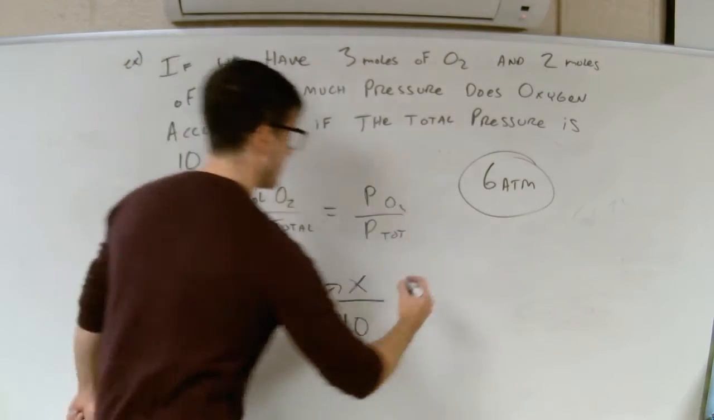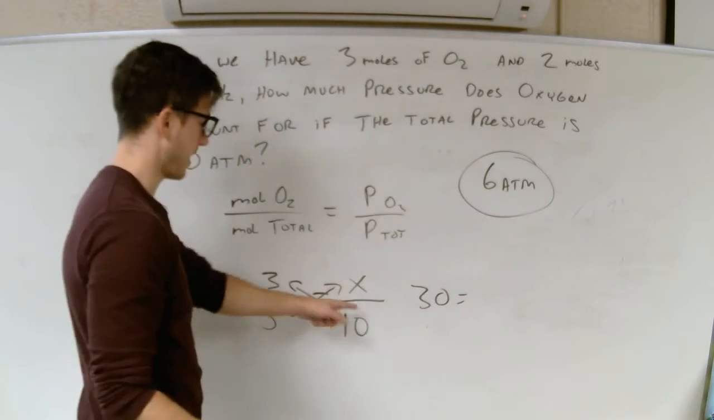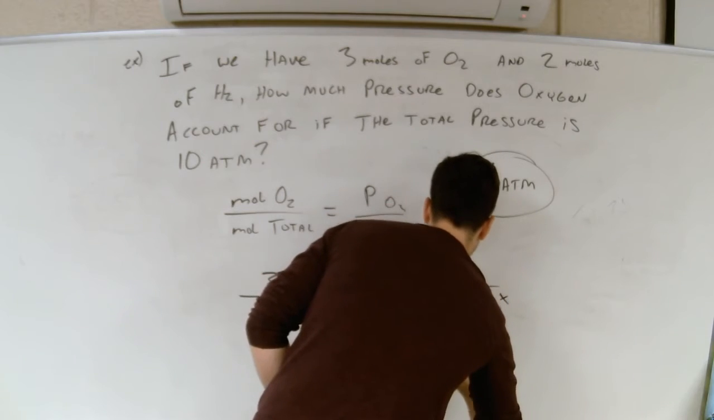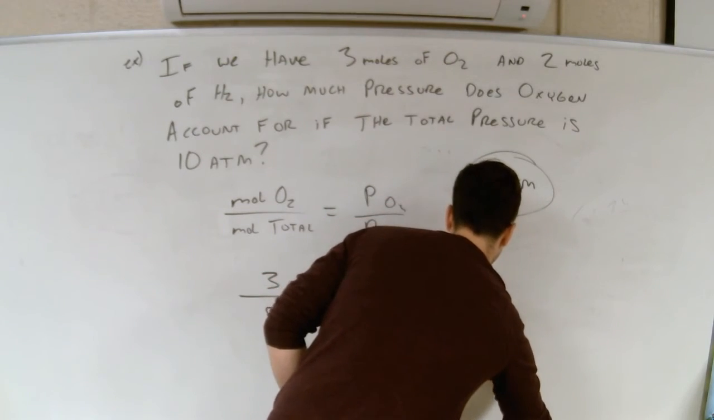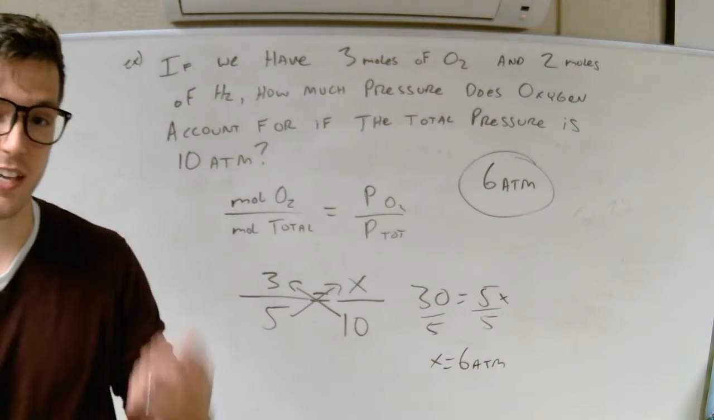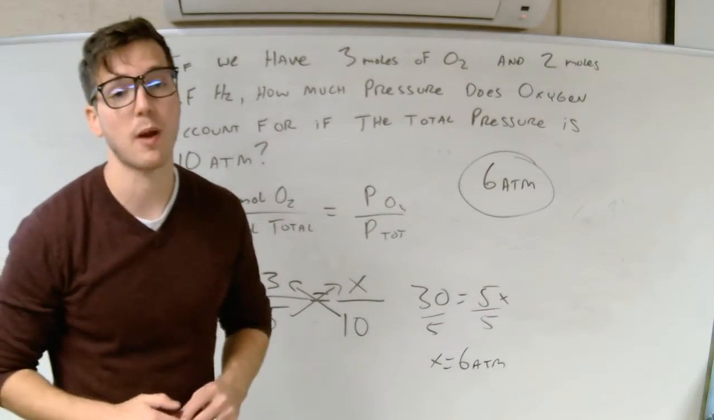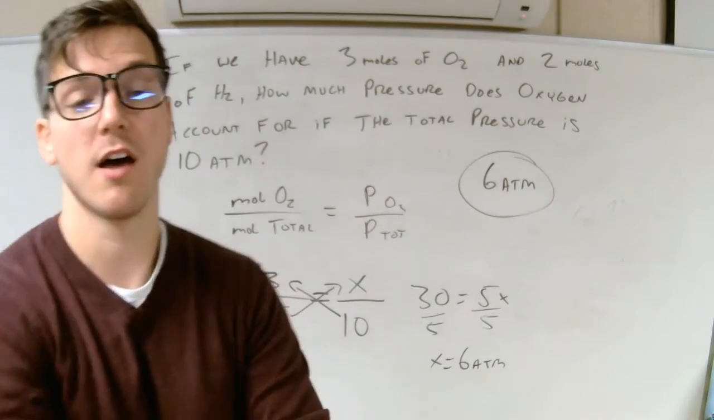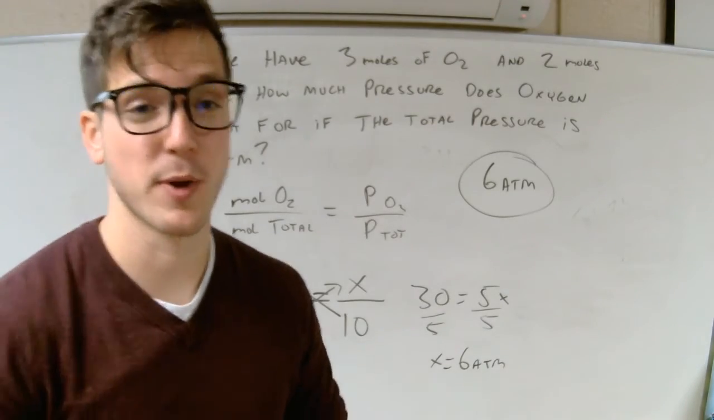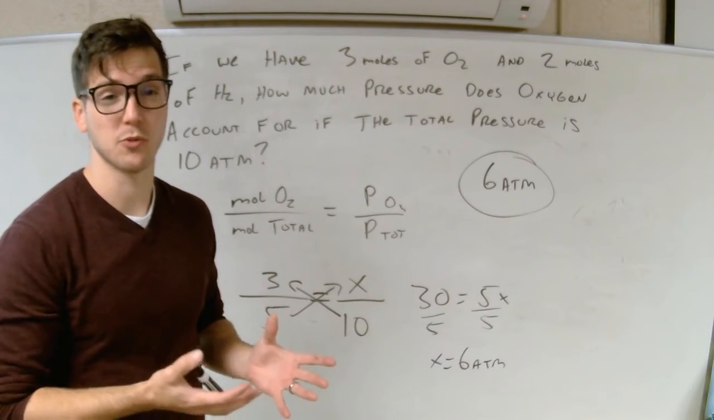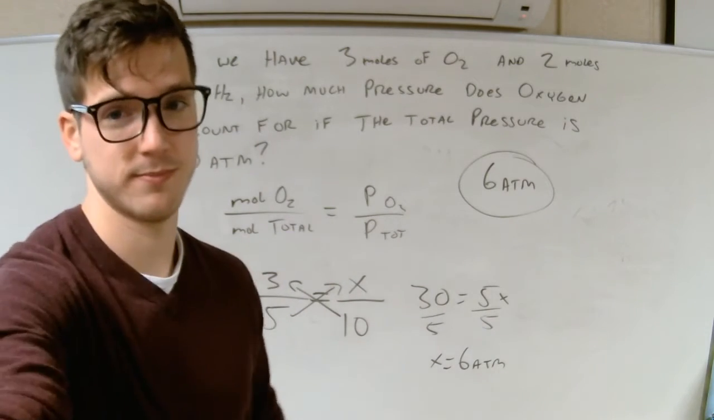3 times 10 is 30. 5 times x is 5x. X is going to equal 6 ATM, like I just stated before. Okay? So that's all this is. They love to throw problems at you where they give you mixtures of gases. Well, just remember that what they make up in pressure is equitable to what they make up in moles.